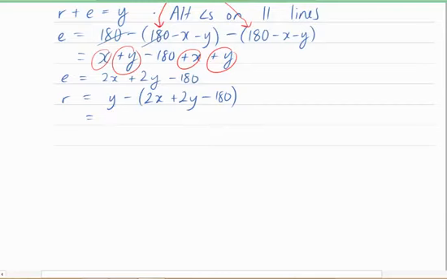That gives us y, we'll put it in order actually. So we'll have 180 because we've got minus negative 180. Does that make sense? So I've got minus negative, so what's minus and negative? Positive. So I've got positive 180, and then we've got y minus 2x. So that's minus 2x, and y minus 2y. So that'll leave us with negative y, and that's our answer for R.